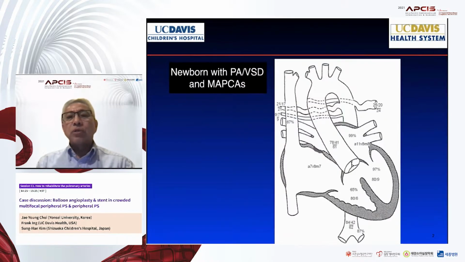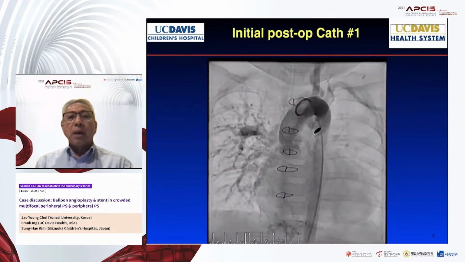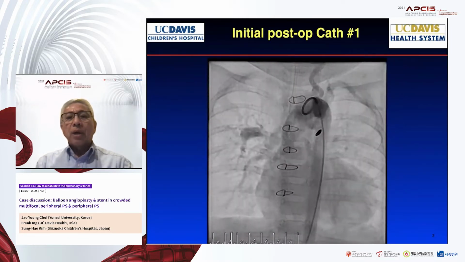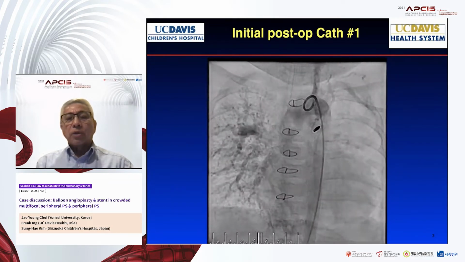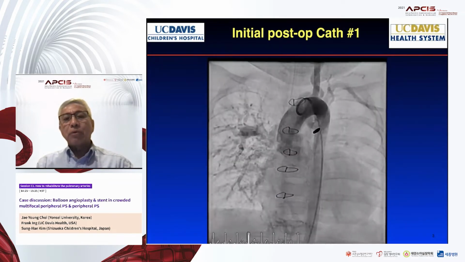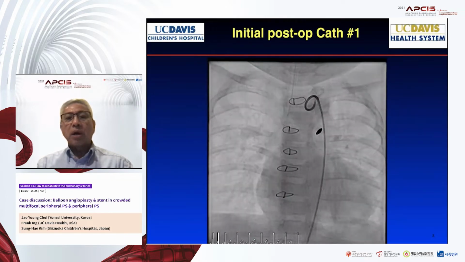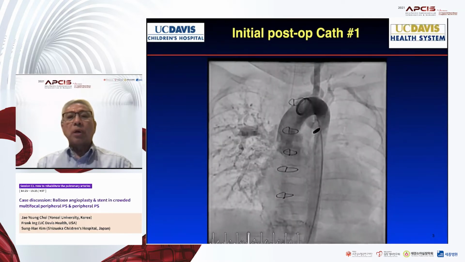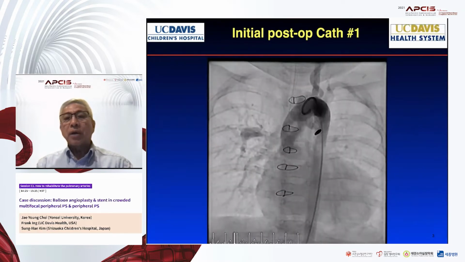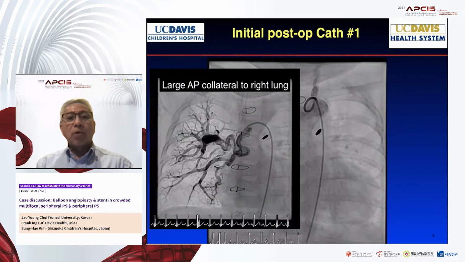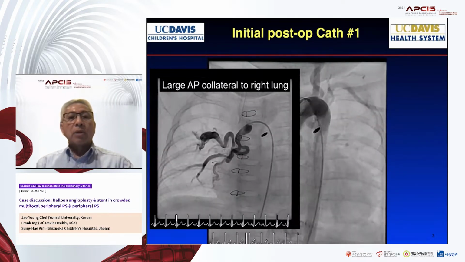So this is the original diagram that I found for this particular patient born with pulmonary atresia, VSD, MAPCAs. Now I wasn't involved with this at the very beginning. In fact, I inherited this patient after the initial surgeries. But by the time I took this kid to the cath lab, you can see that there are sternal wires there. And I took this picture and I was surprised that even though it was supposed to have had unifocalization and RV to PA conduit, there's a large residual collateral that feeds pretty much the entire right lung. You can see how extensive the collaterals are to the right lung.